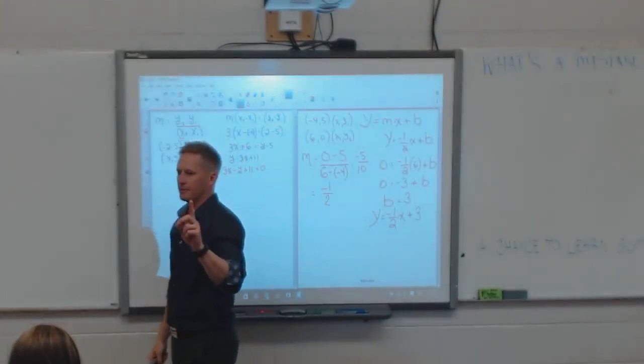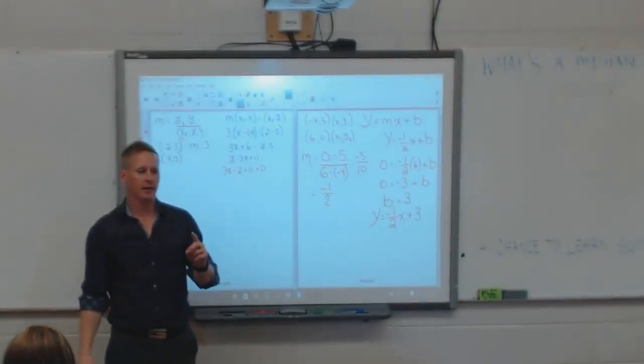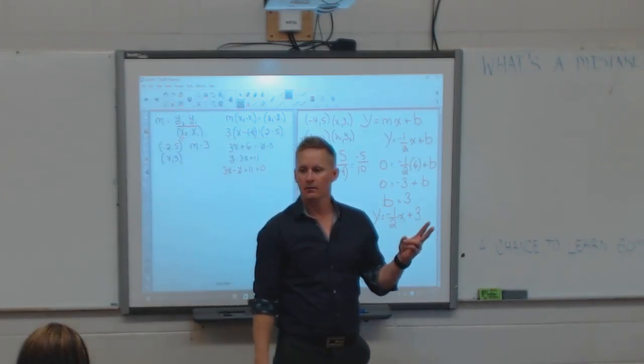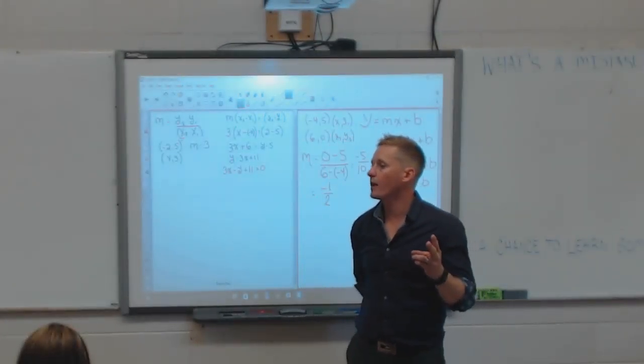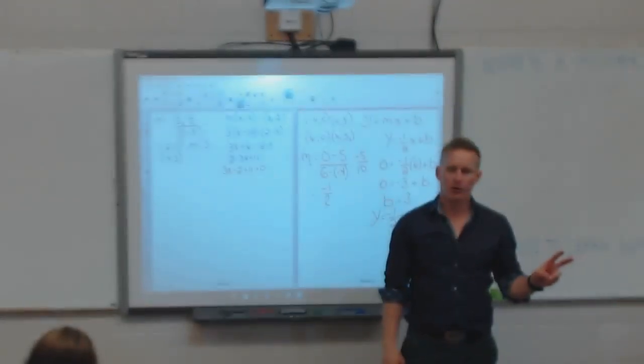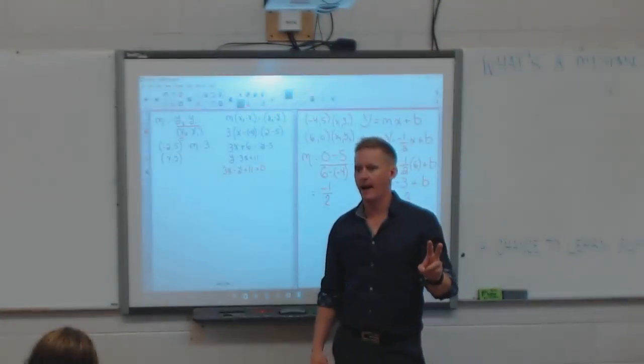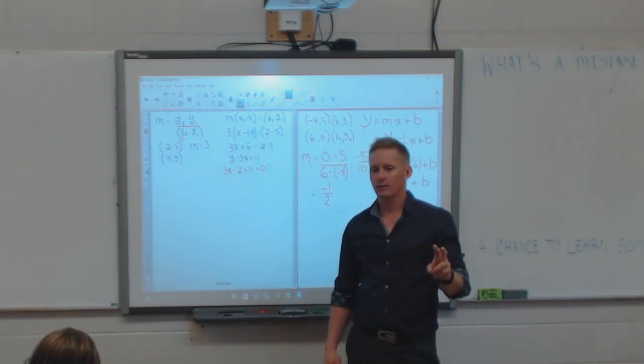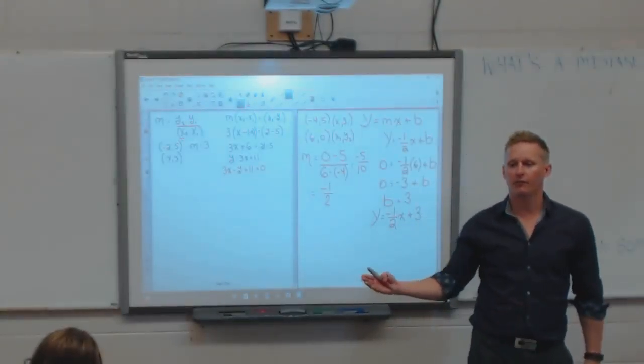Found my slope. After I found my slope, what did I do next? For me? Plugged in one of the two coordinates. Both would work. It doesn't matter. If they're on that line, they have to work. Okay? So I plugged it in, and then I solved for it.